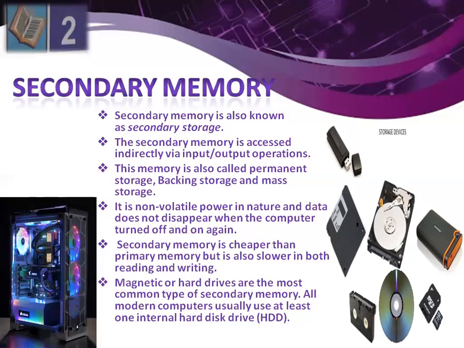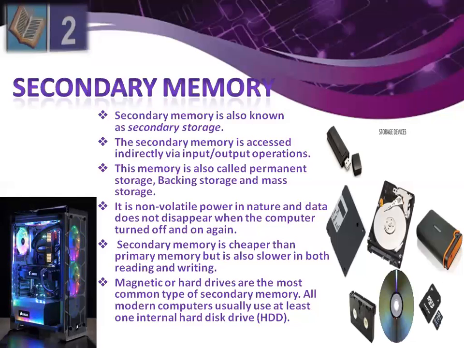Non-volatile means that you can save your data, and when next time you open your computer, you can get back your data again easily. Secondary memory is cheaper than primary memory, but it is also slower in both reading and writing. Magnetic or hard drives are the most common type of secondary memory. All modern computers usually use at least one internal hard disk drive, HDD.